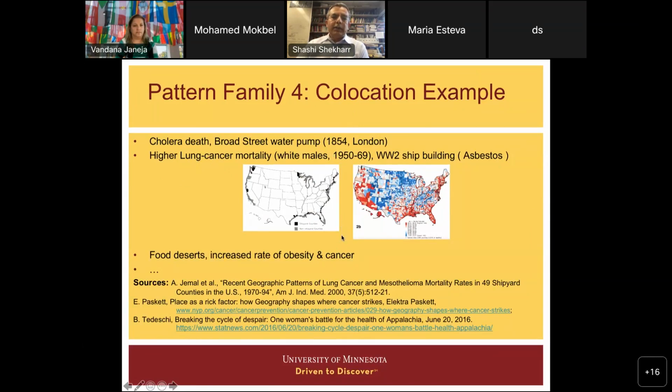And you see a curious co-location. You see these red areas which have a high rate of lung cancer in the 50s and 60s. And you notice also that we are showing you shipbuilding activities in the Second World War, and they seem to be co-located. Later on, it was traced to the use of asbestos in shipbuilding and so on. So this is the intuitive notion of co-location. The notion has been around, and we'll talk about how it is quantified and so on.